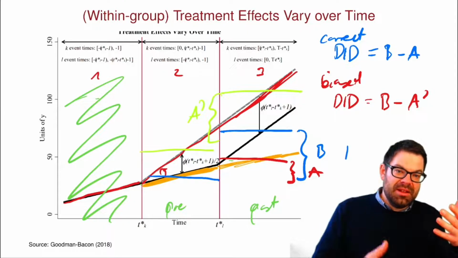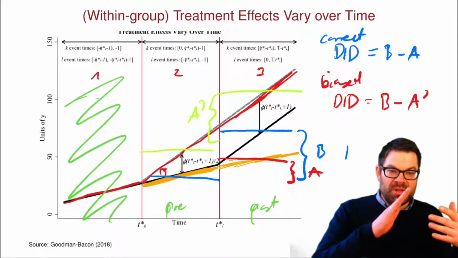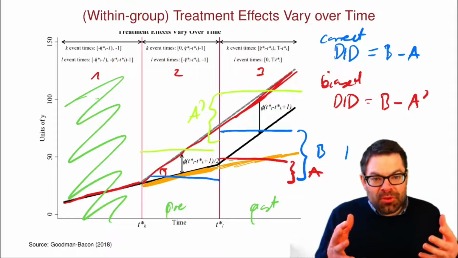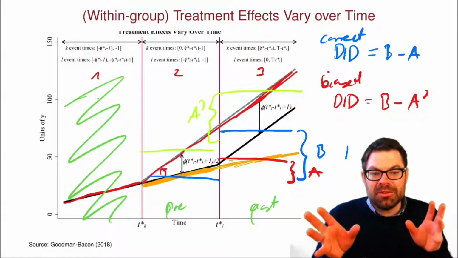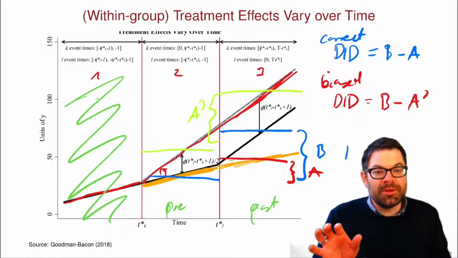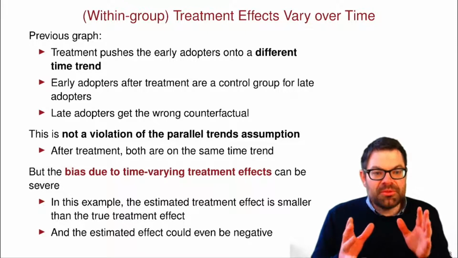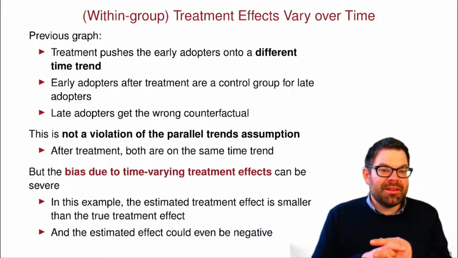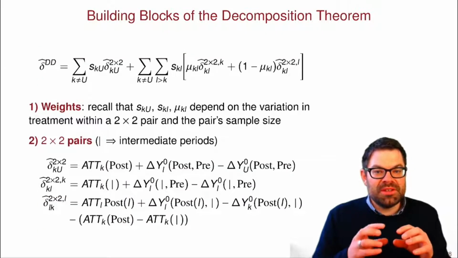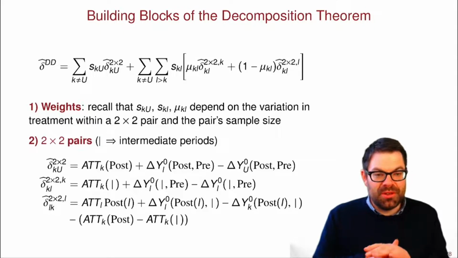Okay, so in those cases, when the earlier group is a control group for the late group and is pushed on a different trend, you don't have the correct counterfactual. For the other three groups, it doesn't matter. The counterfactual is the intuitive one. Okay, so you have to be aware of this problem that comes when you have heterogeneous effects within groups over time. Those are the real problems.